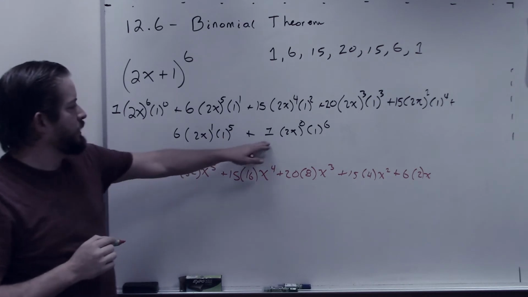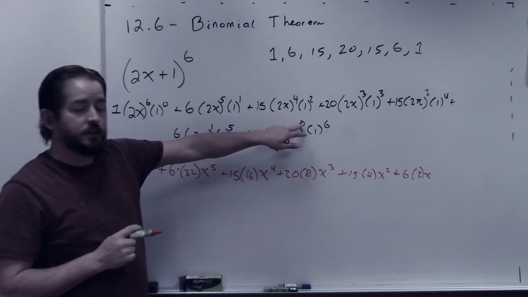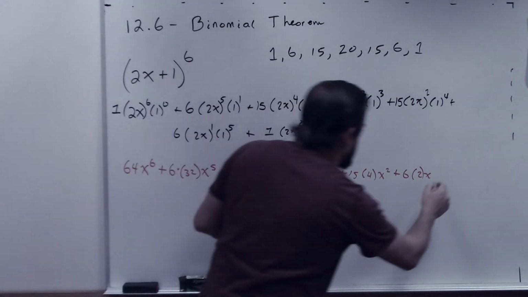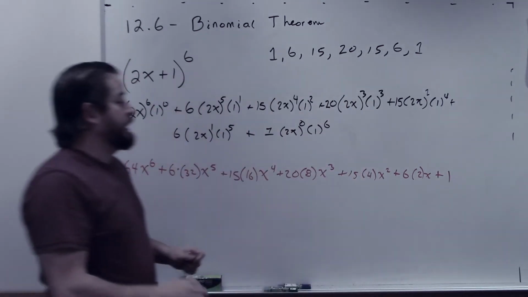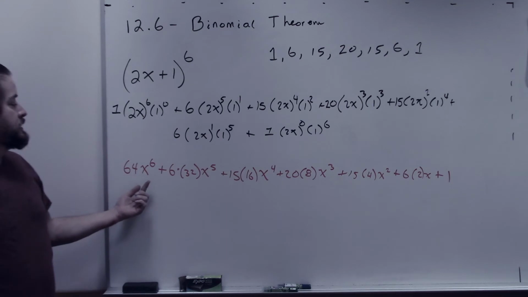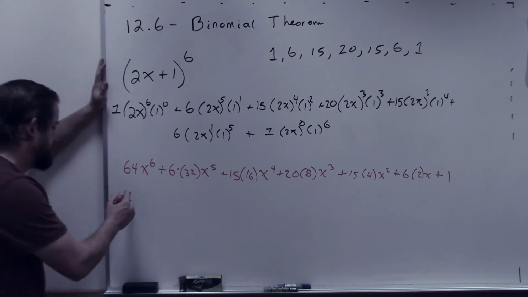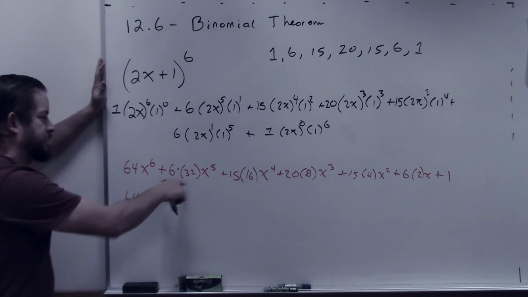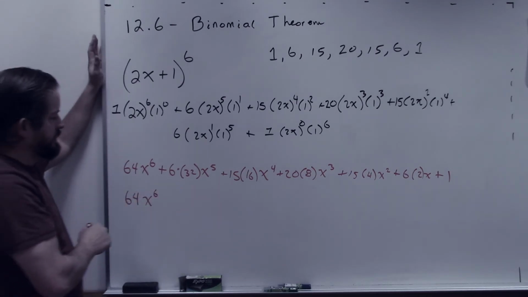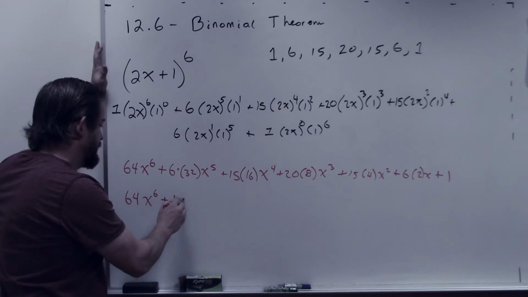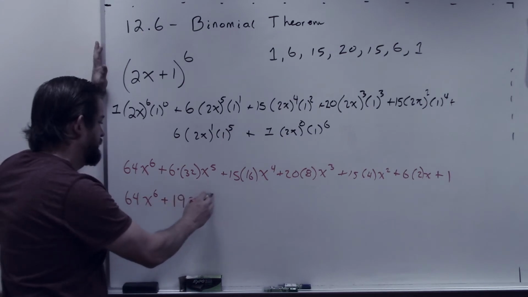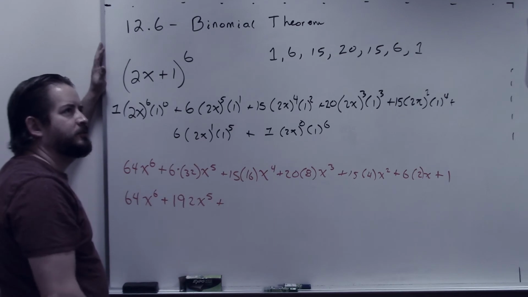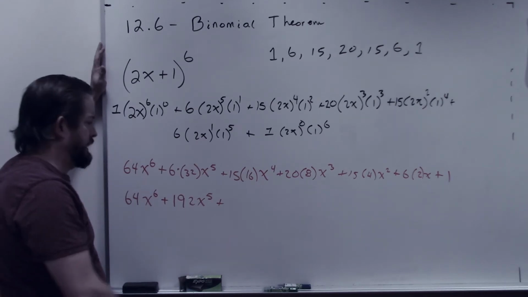And then a 1 times 2x to the 0 is just 1, so this last term is 1 times 1 times 1, so that's a 1. And now I just have to multiply these coefficients together. 64 is fine, it's just a 64, x to the 6th. 6 times 32 is 180 plus 12 more, 192. 15 times 16 is 225 plus 15 more, so 240.